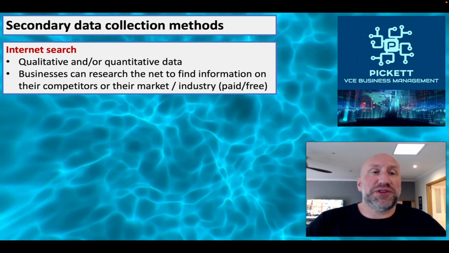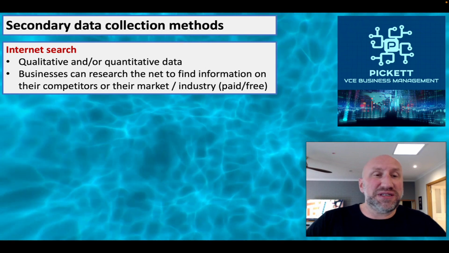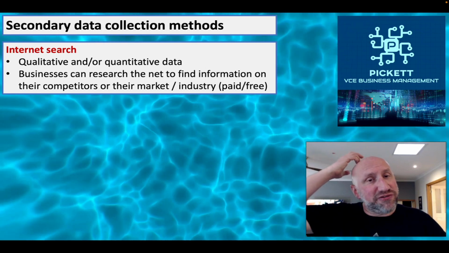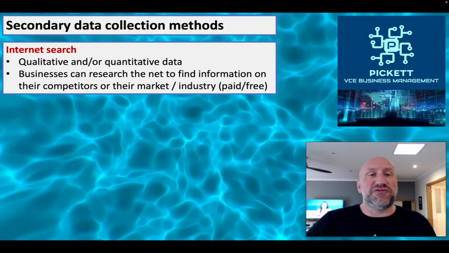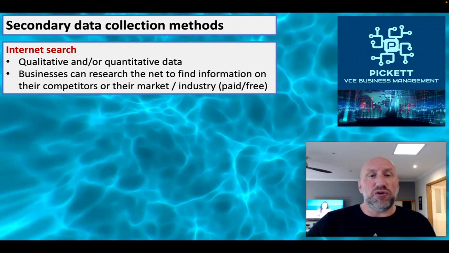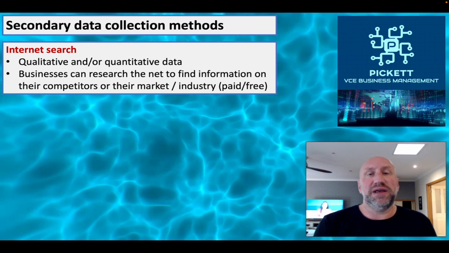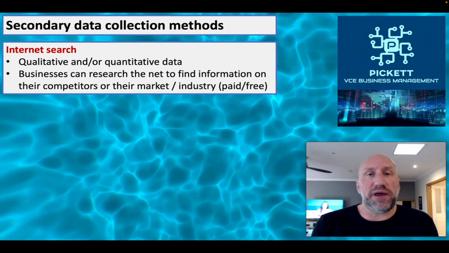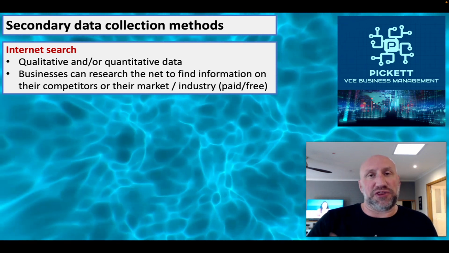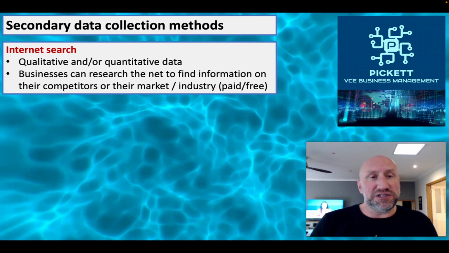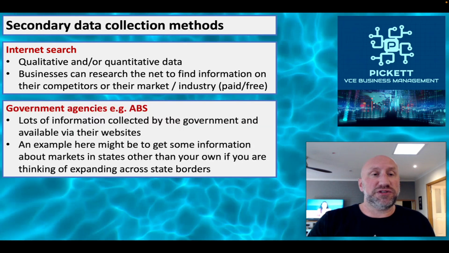Secondary data collection methods. Internet searches is the big one these days. Again, you can get qualitative or quantitative information here. Research the net to find information on your competitors or your markets, the industry. Some of this information is free, and some of it, when you click on it, you'll be taken through and you actually need to pay for it. So you might use a mix of both of those.